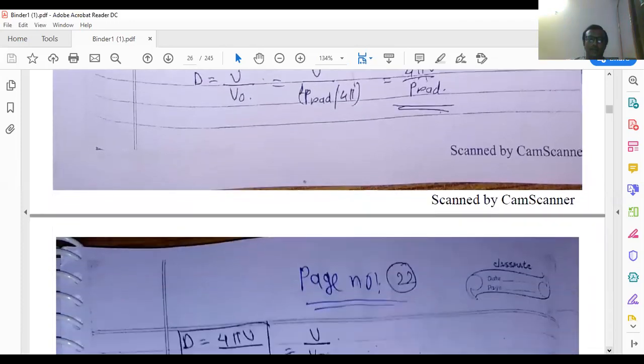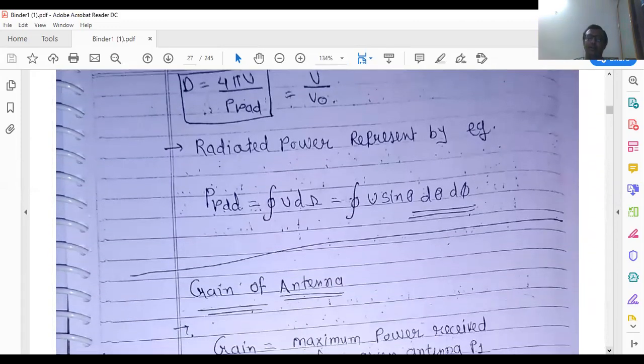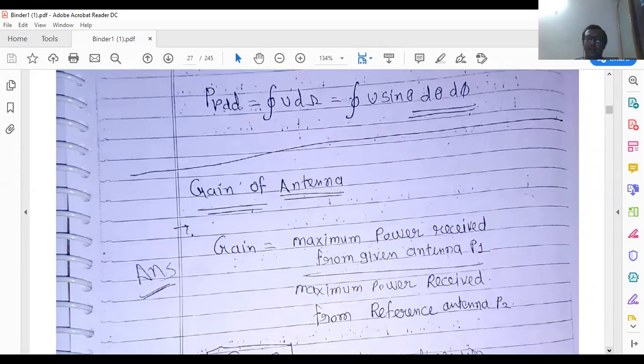Now, see this is U upon U0. U divided by P radiated upon 4 pi. Power radiated through isotropic antenna is 4 pi U divided by P. It is the basic equation: radiated power equals the integral of U d(omega), which is U sin theta d theta d phi.